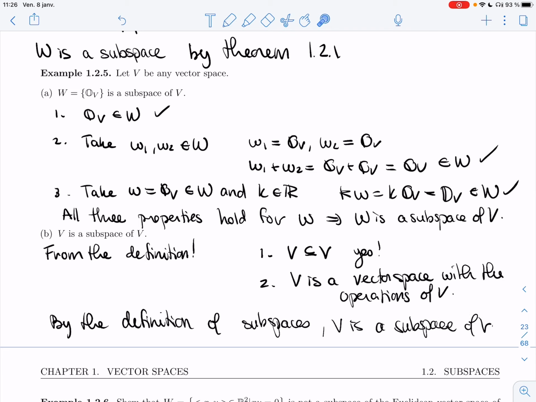All right, so because all the elements of V are in V, and because V is a vector space on its own, while V is a vector space inside V, V is a subspace. That's all it means, really.